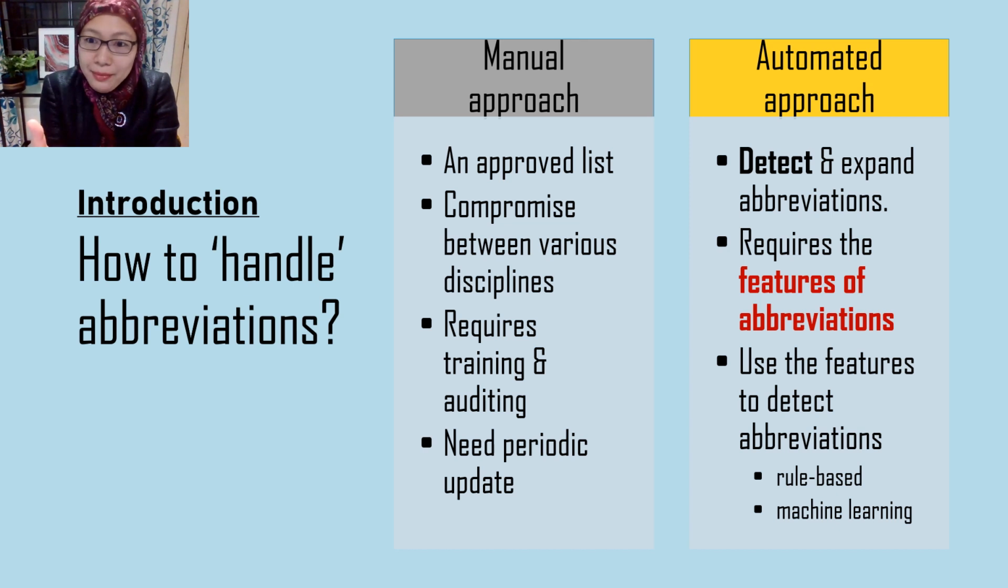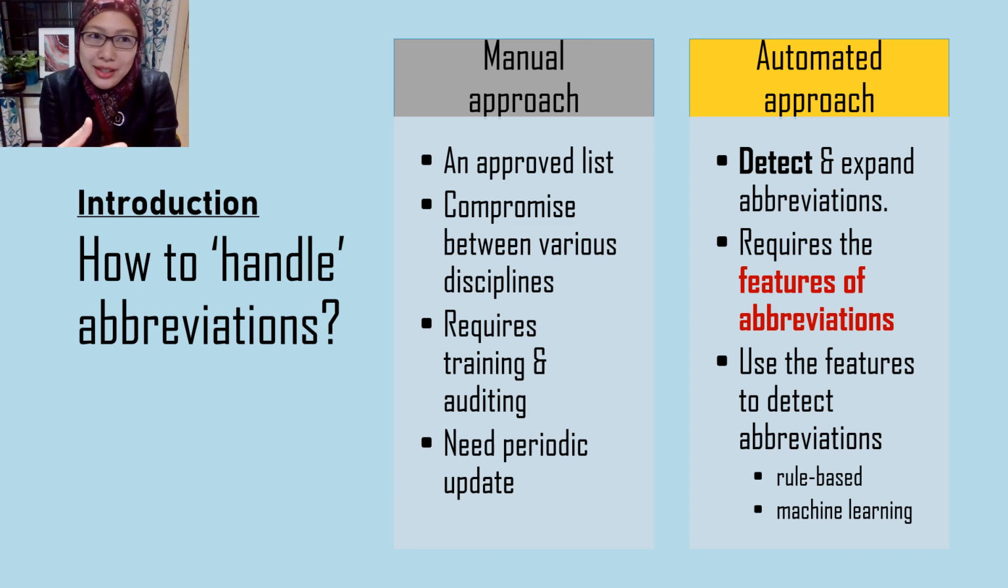It requires training and auditing to make sure that people adhere to your list. And as you know, sometimes your junior officers or even your senior officers create abbreviations once a day. So in the end, as time passes, you need to have a periodic update to your list.